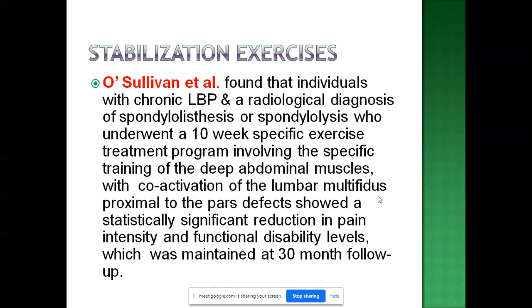This study found that individuals with chronic low back pain and a radiological diagnosis of spondylolisthesis or spondylolysis who underwent a 10-week specific exercise treatment program involving the specific training of the deep abdominal muscles with co-activation of the lumbar multifidus proximal to the pars defect showed a statistically significant reduction in pain intensity and functional disability level. So they are telling that if we are giving the strengthening exercise for the deep abdominal muscles and the multifidus muscles training, then this kind of stabilization exercise will improve the condition of the patient.